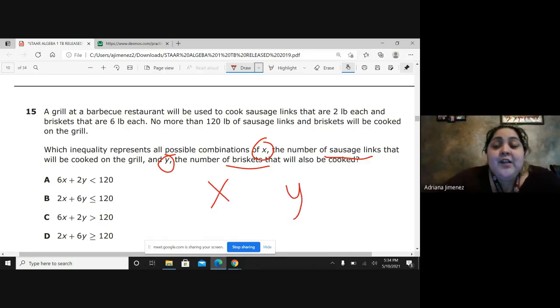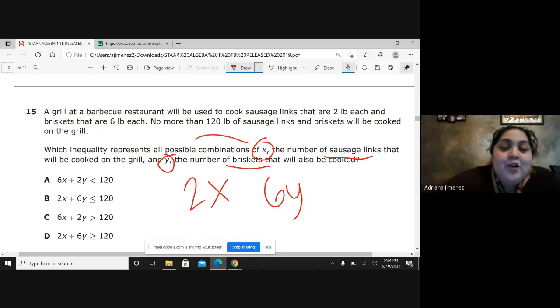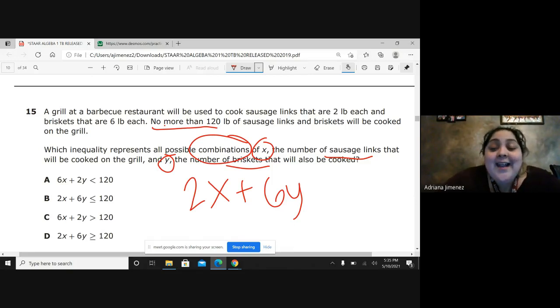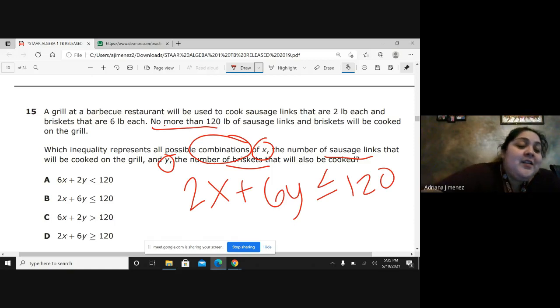This right here says that it's 2 pounds of brisket. I'm sorry, the sausage links are 2 pounds, and the brisket is 6. It says the word combinations in the word problem, so I know that has to be a plus. No more than 120 pounds of sausage or links can be cooked. No more means that it is less than or equal to 120.